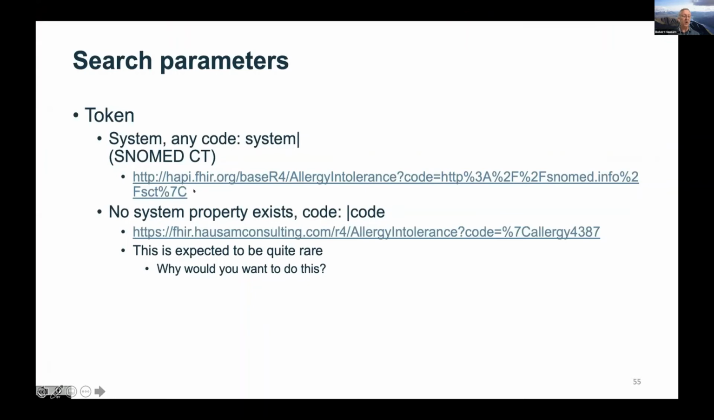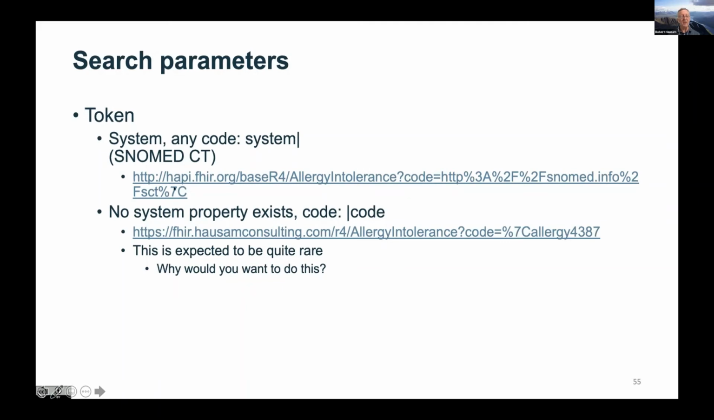And that's the first part of it anyway. I just forgot there's a second part of this. You can also do something that actually might be useful in some cases. You can search for data that's coded in a particular code system, but not with any specific code. To do that, you have to include the system value and the vertical bar.